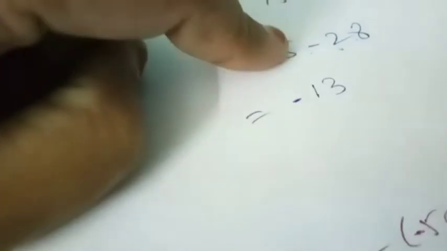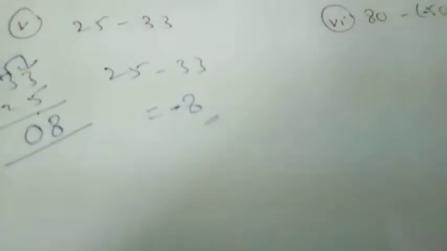If you don't want to be confused, if ever the given first value is smaller than the second value, you have to subtract the first value from the second, and then you have to put the minus symbol. Okay, 13. Next, the fifth one is also the same, 25 minus 33. Here also you have to do 33 minus 25. So 13 minus 5 will be 8, 2 minus 2 is 0. So here is 8. But the bigger value has the sign in front of it, minus. So minus 8 is your answer.